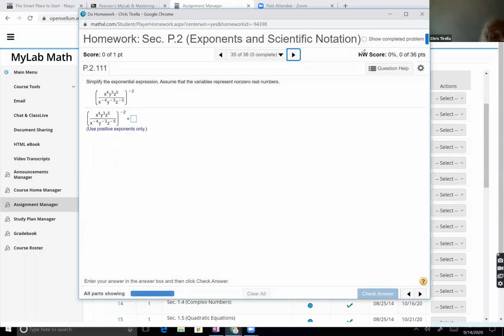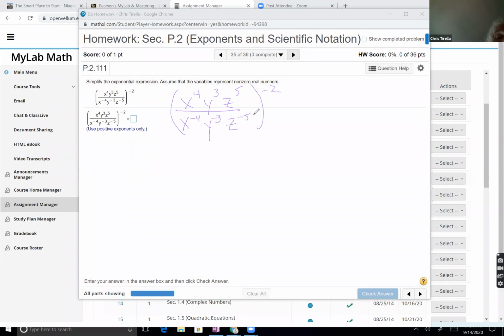Next, more of the same, except here with this one, first thing that we have to do is raise everything inside the, no, actually, I lied. Got carried away for a minute. We've got x to the 4th, y to the 3rd, z to the 5th, over x to the -4th, y to the -3rd, z to the -5, all being raised to the -2nd.